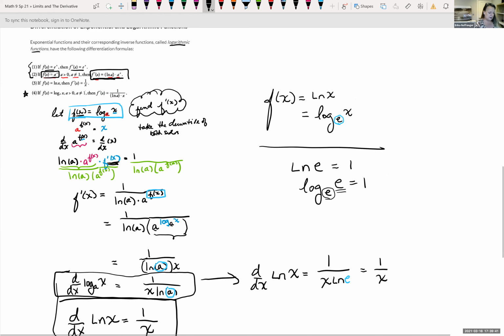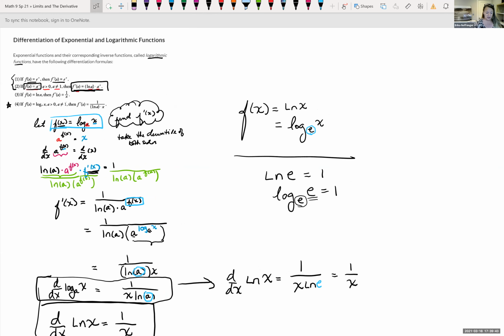The thing is that maybe it's a natural log of some function, not just x. And so let's look at that. We can derive those really fast by using the chain rule.